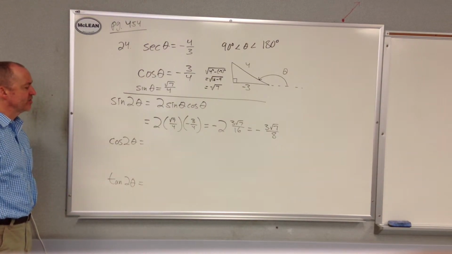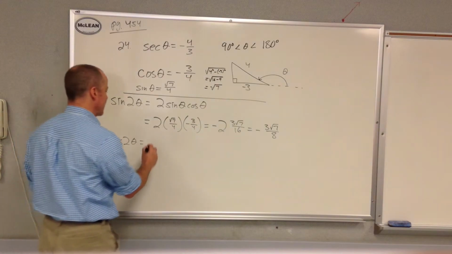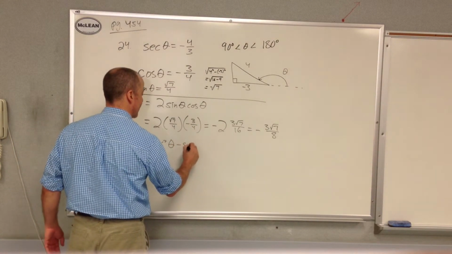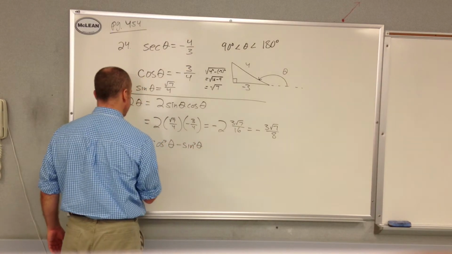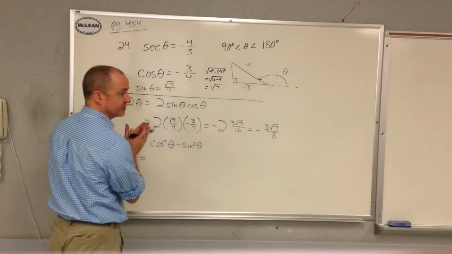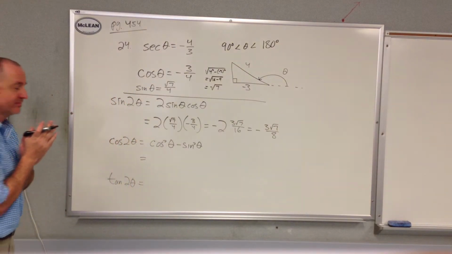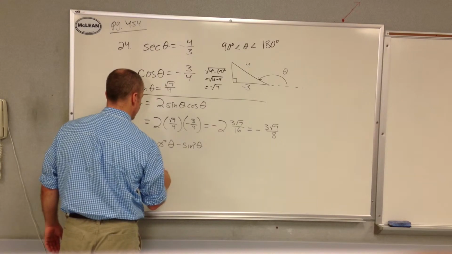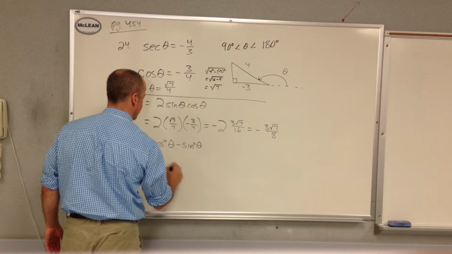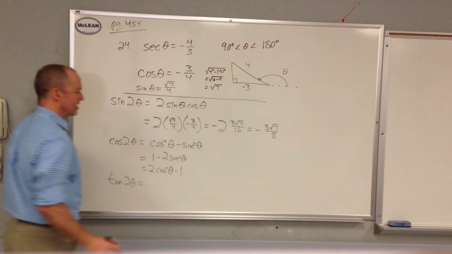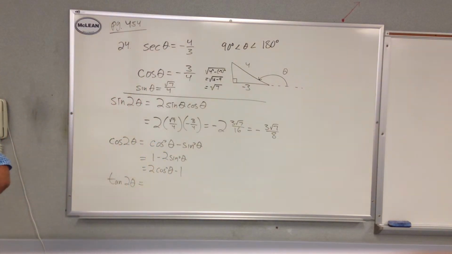Let's find the cosine of 2 theta. I gave you 3 identities for cosine 2 theta yesterday. Cosine squared minus sine squared. What were the other 2? 2 cosine squared theta minus 1, and 1 minus 2 sine squared theta. They should all wind up being the same thing, though they may not all look the same.